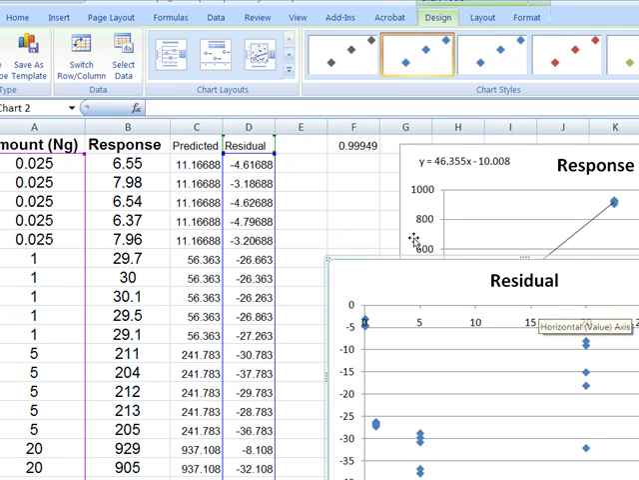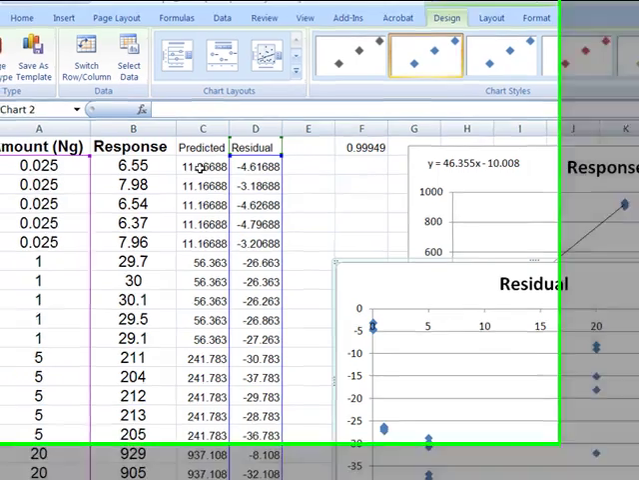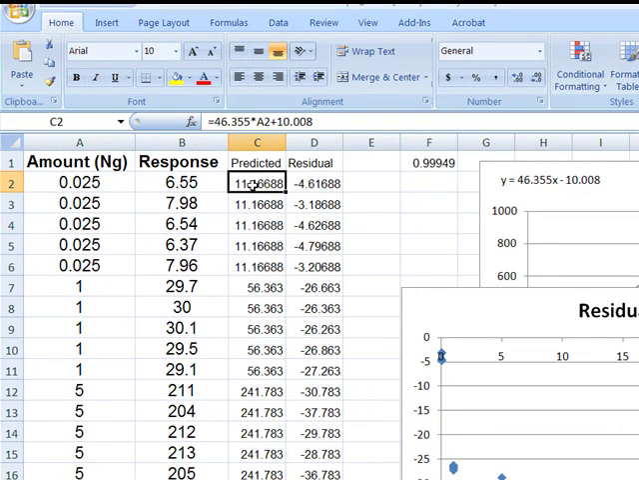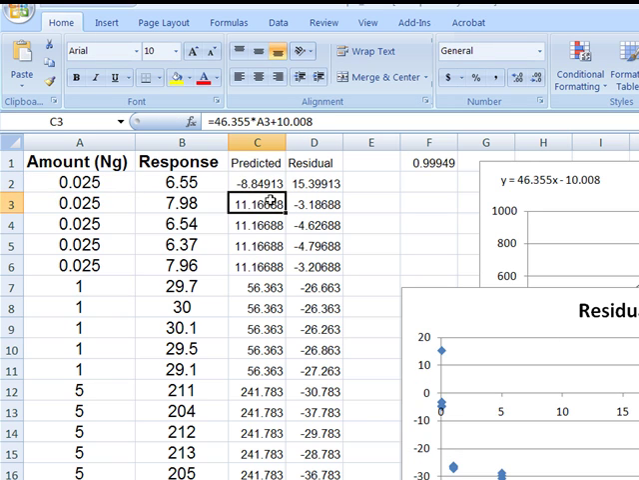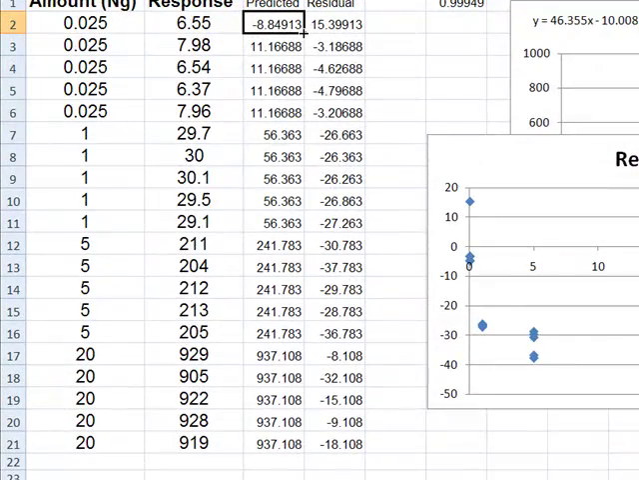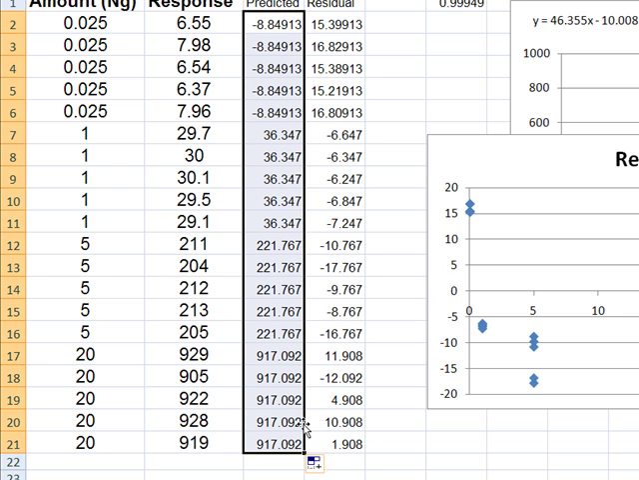Let me try again. I'm going to look at my predicted, and what did I enter wrong? Oh yes, I entered plus 10.008, not negative. So let me come back here and enter negative. That fixes it a little bit. Now I'm going to have to get the rest. Oh, now I see that residual is 15. Let me click here in the lower right hand corner and drag to fix the rest. And that fixes the residual plot.